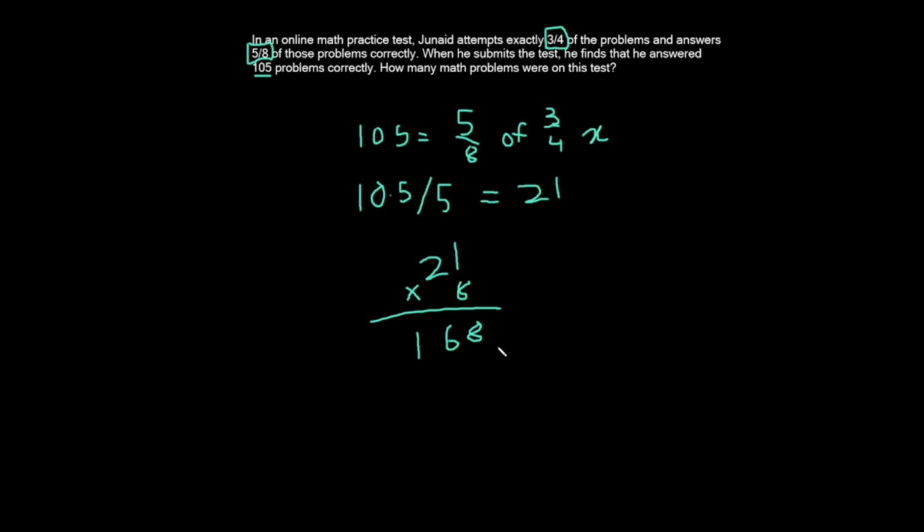So now that we have our answer, we have to multiply 168 times 1/3 because it is 3/4 of the amount of problems on the test. So we do 168 divided by 3. And if we do 168 divided by 3, we would get 56.